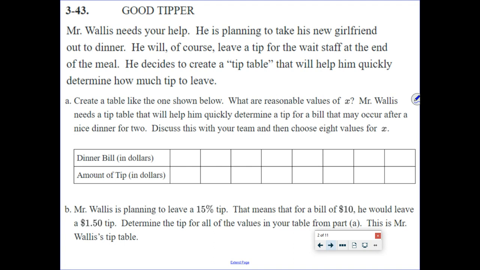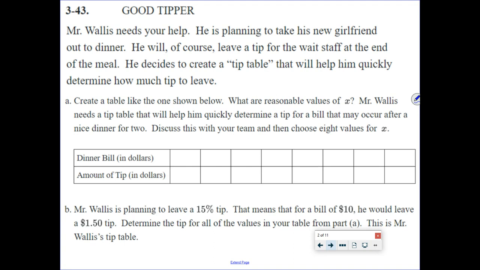They actually have this in their wallet or in their purse, and they just keep it and look at it when they determine their tip. He wants to create a tip table that will help him quickly determine how much tip to leave. Create a table like the one shown below. What are reasonable values for X?